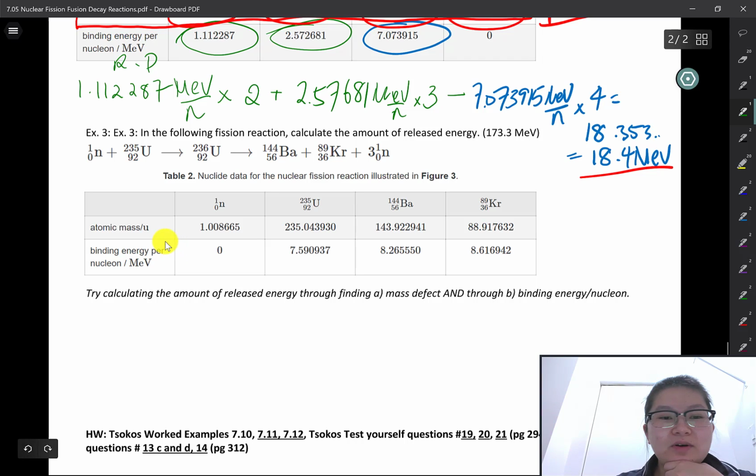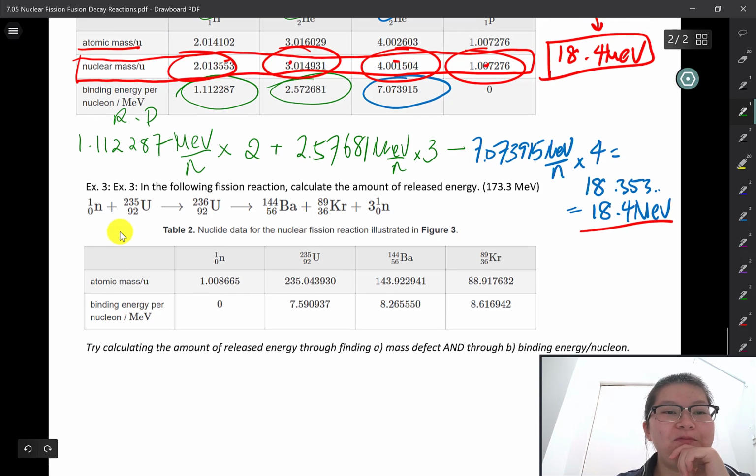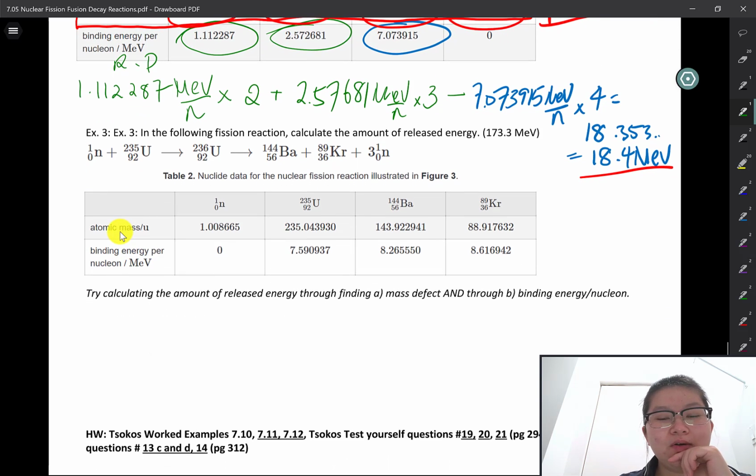The other thing that is annoying here is the fact that we're given the atomic mass and we're not given the nuclear mass. So we have to go in and just subtract the electrons off of each of these guys before we go ahead. That's annoying.